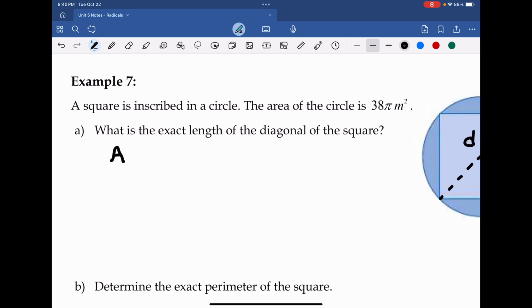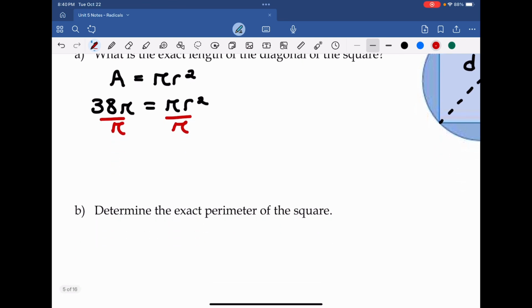Well, we know area of the circle is equal to pi r squared. Area of the circle was given as 38 pi, which is equal to pi r squared. We're going to isolate for r by dividing by pi. When we divide both sides by pi, we end up getting that 38 is equal to r squared. Now what we're going to do is take the square root of both sides, and we're going to end up finding that r is equal to the square root of 38, and this is in meters.